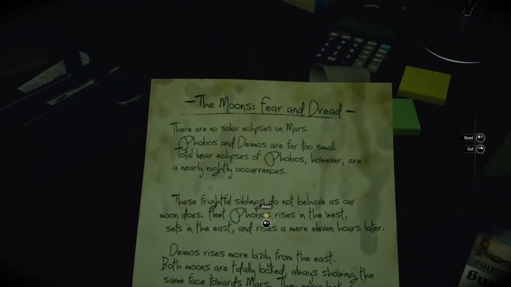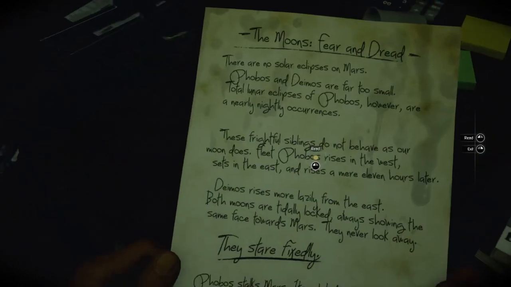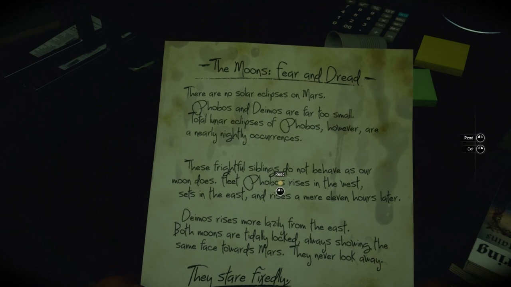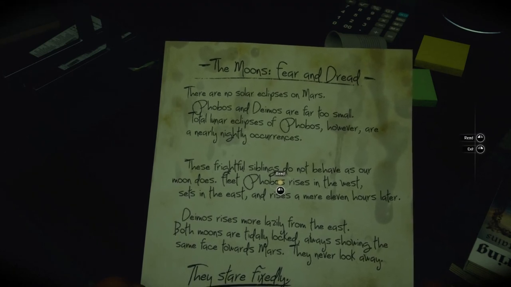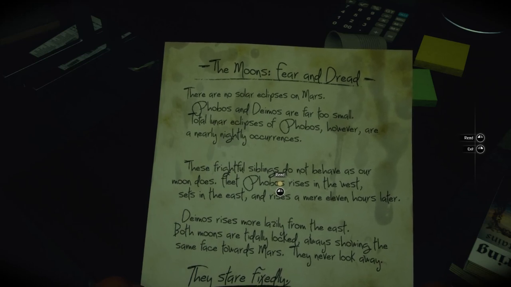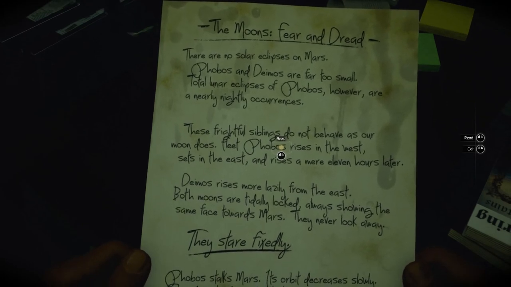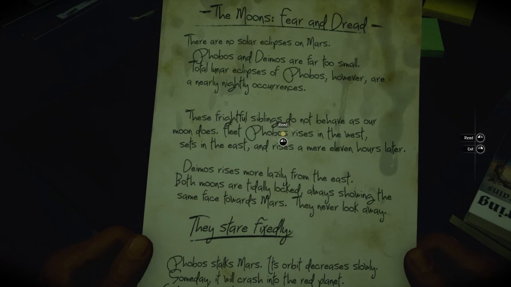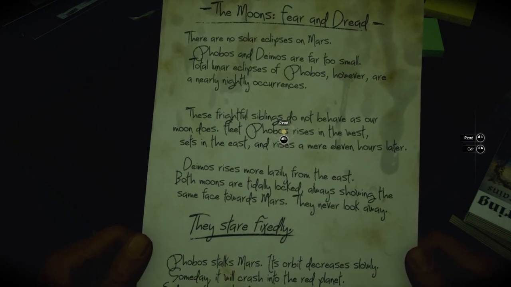The moons, fear and dread. Yeah, right. Phobos and Deimos. There are no solar eclipses on Mars. Phobos and Deimos are far too small. The total lunar eclipse of Phobos, however, are nearly nightly occurrences. These frightful siblings do not behave as our moon does. Fleet Phobos rises in the west, sets in the east, and rises a mere 11 hours later.